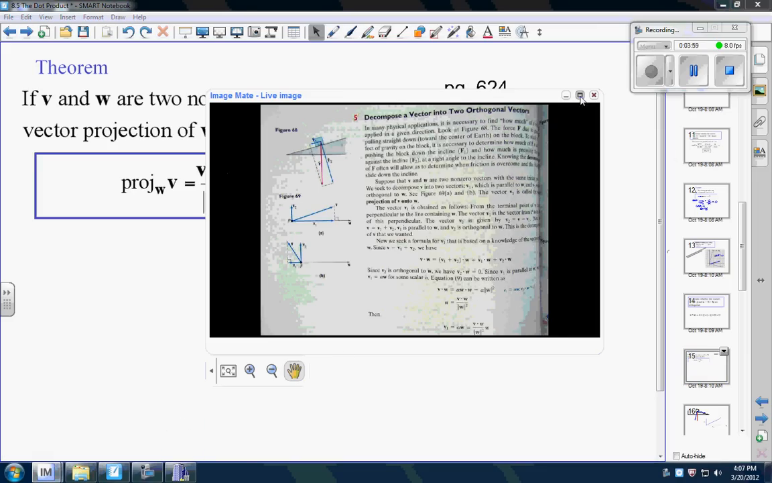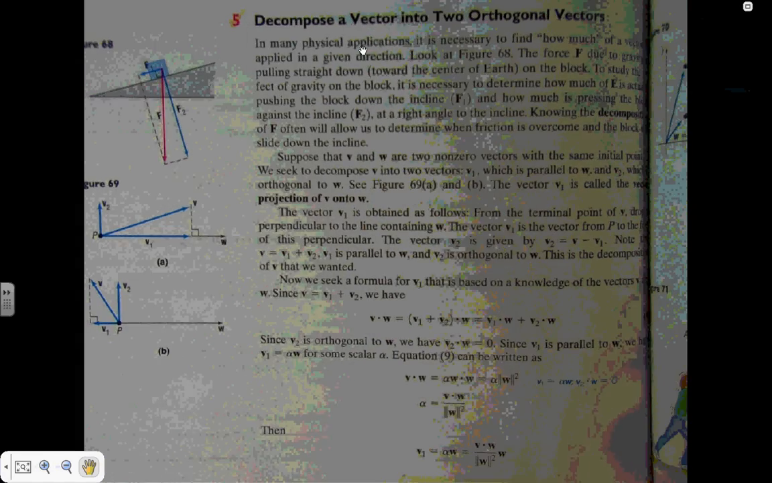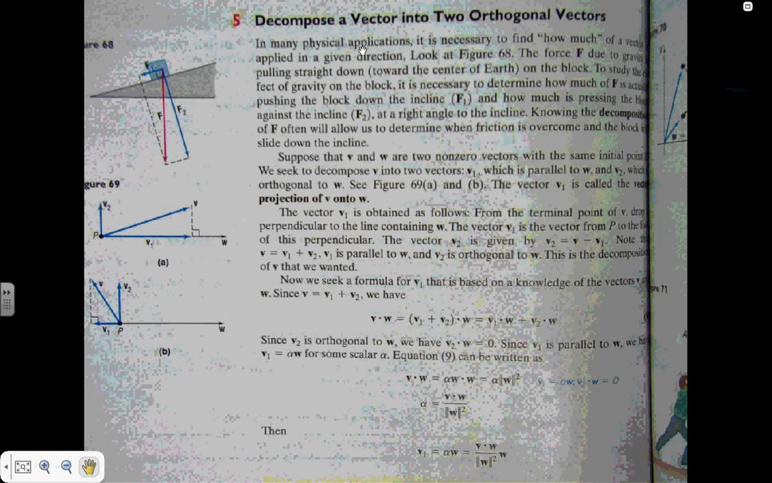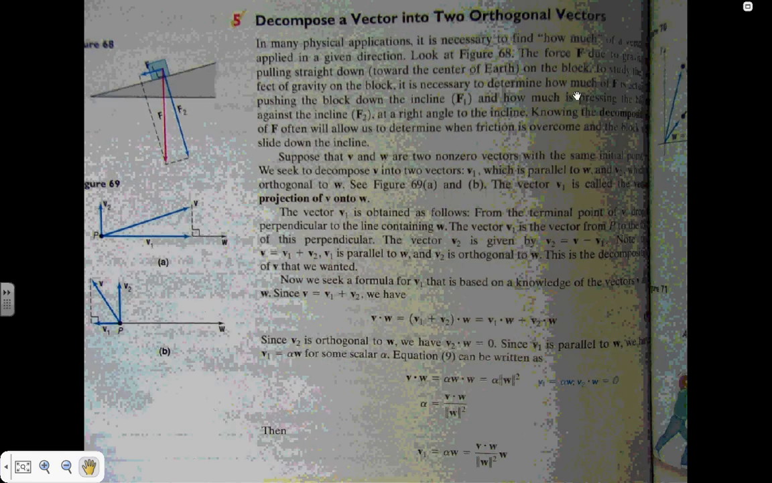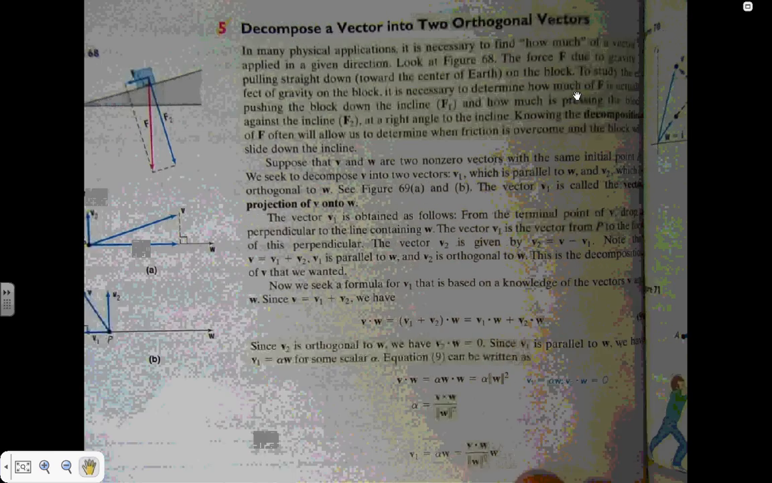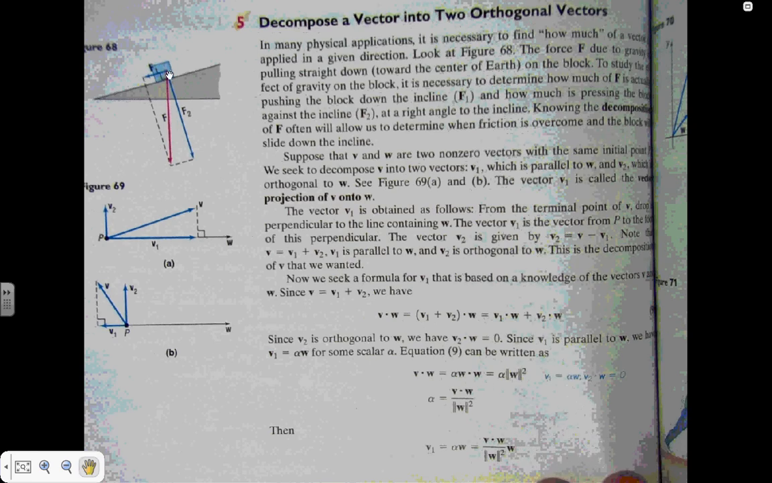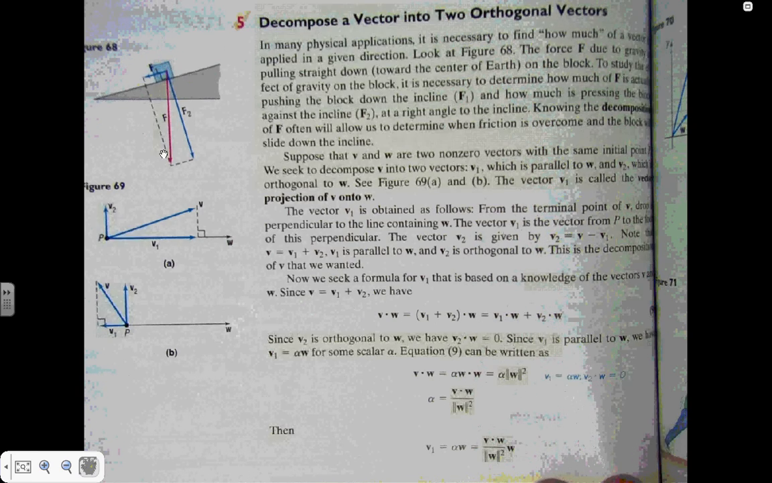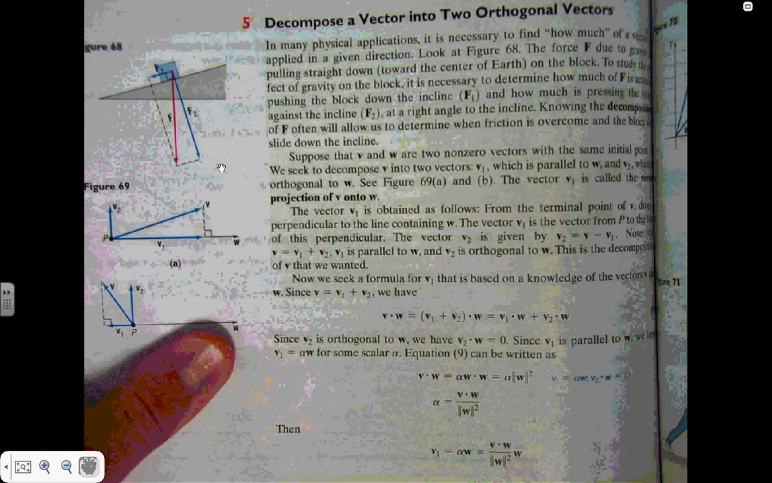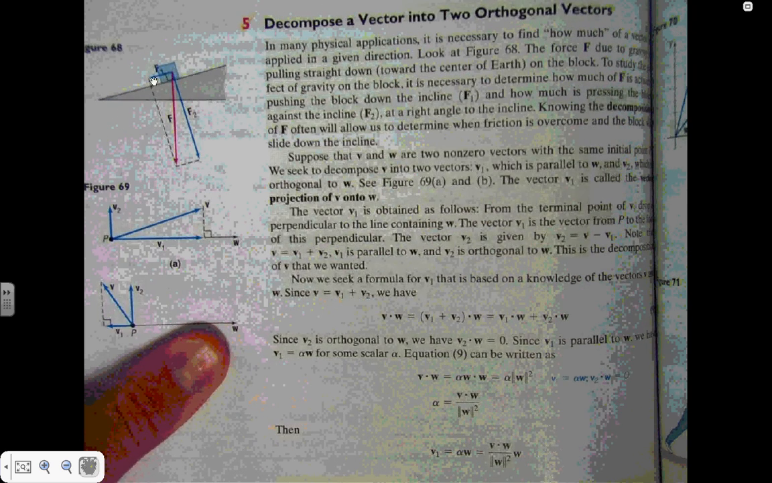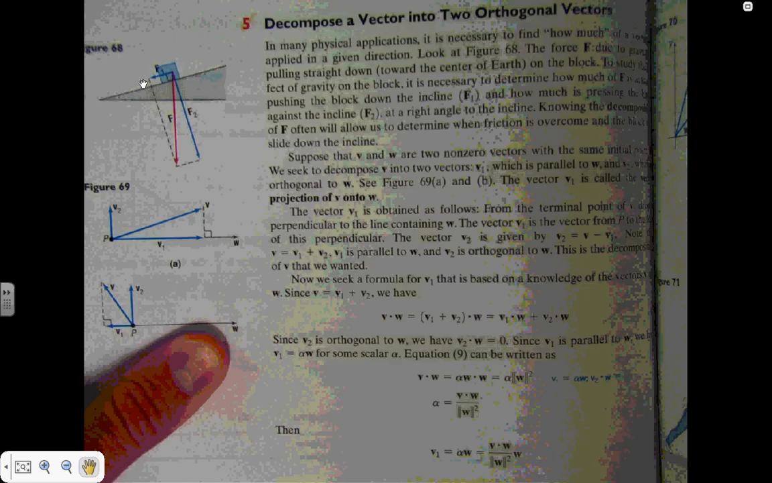So if we go here, okay, many physical applications, it's necessary to find how much of a vector is applied in a given direction. So look at this figure here. The force due to gravity is pulling straight down towards the center of Earth on a block. So you get a block here on an incline, gravity is going to pull it in this red one straight down. Okay? To study the effect of gravity on the block, it's necessary to determine how much of F is actually pushing the block down the incline. So what's gravity doing to make this thing go down the incline here? Okay.